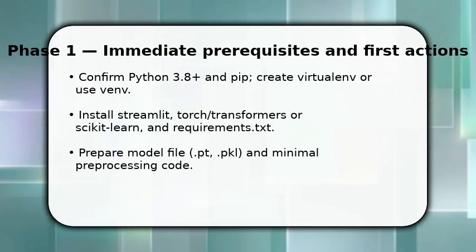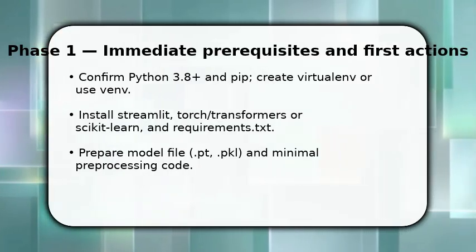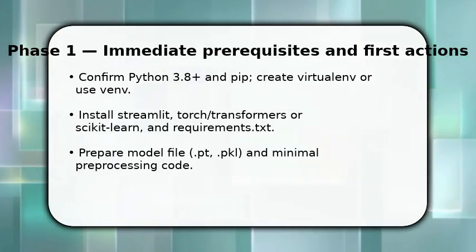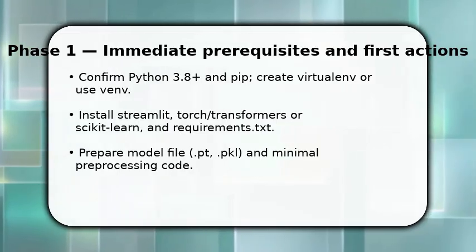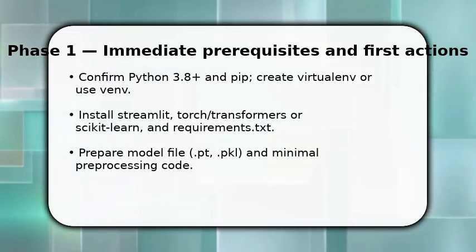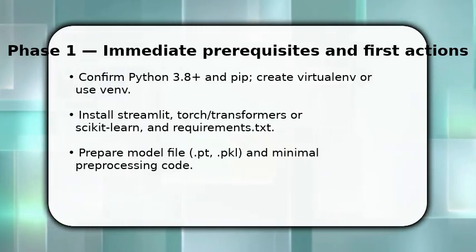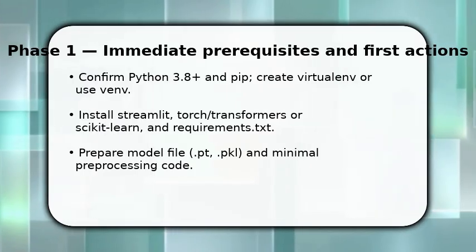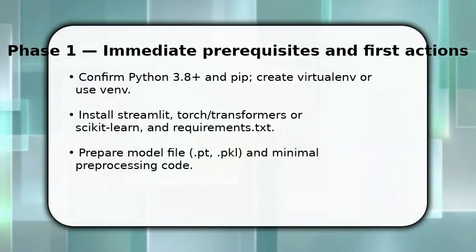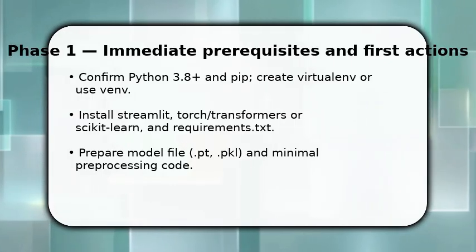You start by verifying Python 3.8 or newer and activating a virtual environment. Once done, pip install Streamlit and the exact model libs you need so runtime matches training. Make sure to place your trained model file and a lightweight preprocessing function in a project folder. Then create a requirements.txt and commit only necessary dependencies.